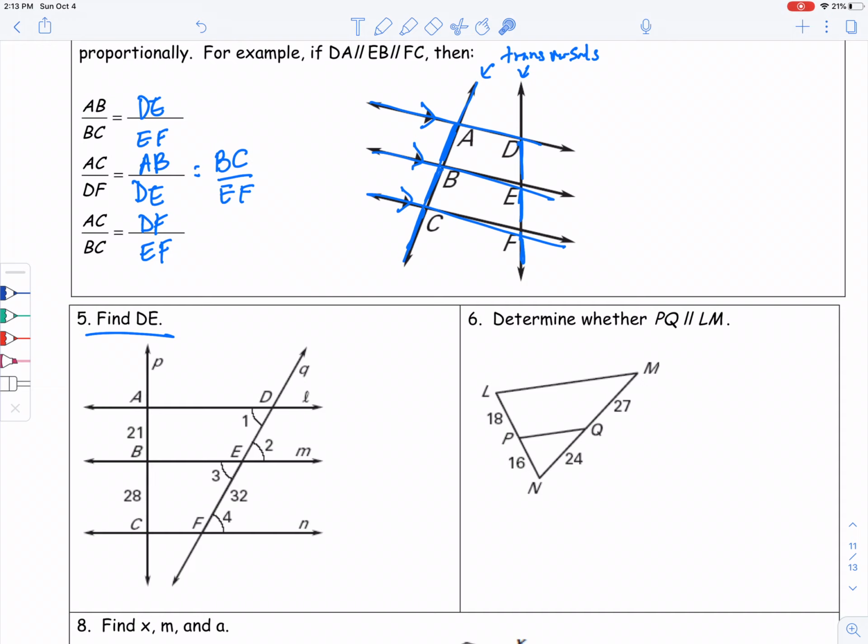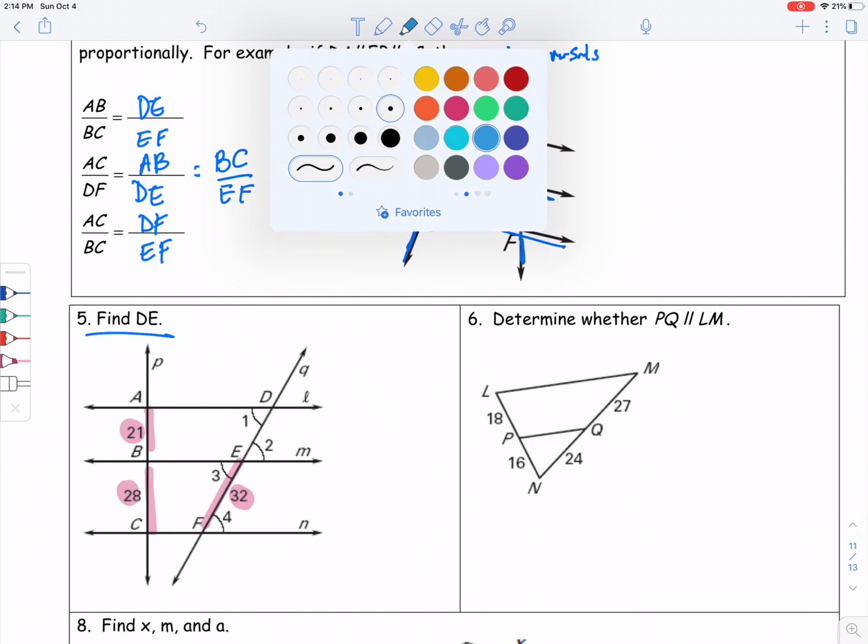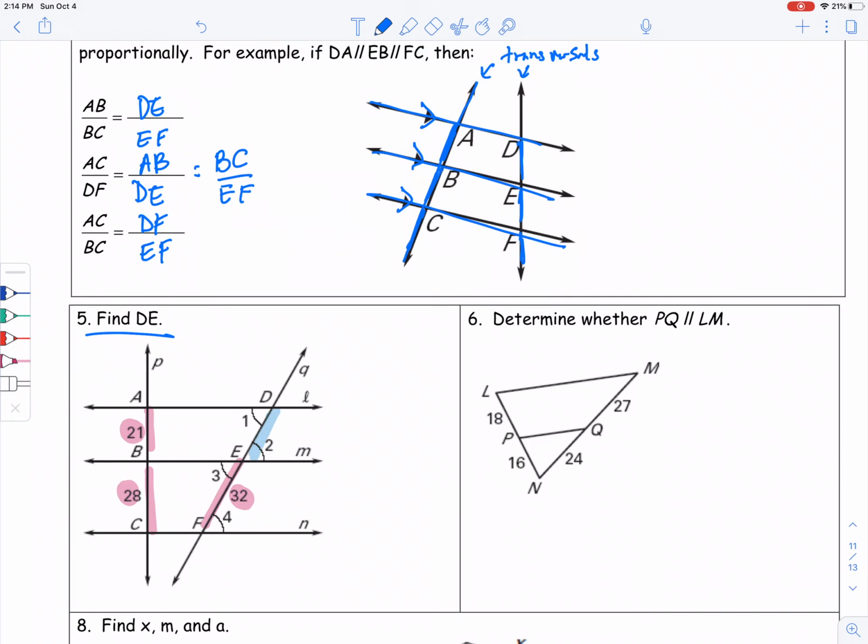So let's look at what we have. We have 21, 28, and 32 labeled for each of these sides. Okay. And we want to find DE. So an easy proportion to set up here. Again, it looks kind of lined up already for us, but we can do 21 over 28. And we would just have to match it on the same side on the other transversal. So 21 was at the top. The missing length that we want is at the top also, so I'm going to put DE on top. And on the bottom, 28 was on the bottom, which matches up with 32.